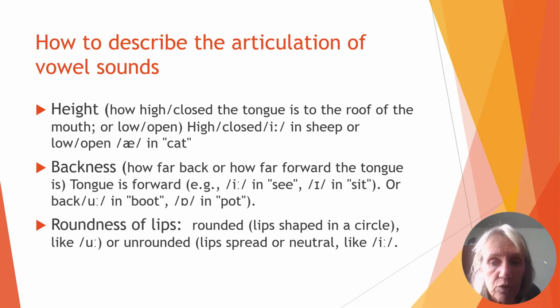Another way we can describe those articulations is through the roundness of the lips. How round are the lips? When I say that oo again in boot, the lips are rounded. When I say the I in pig, the lips are spread out and not rounded. If I say the E in green, the lips are not rounded. Green, they're spread out. Does that make sense?